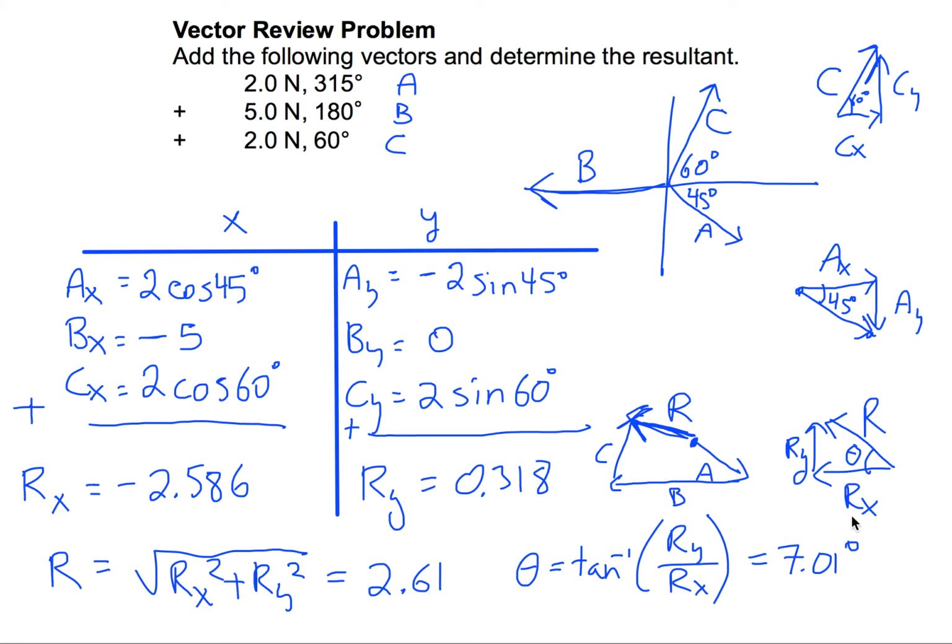Now in class, I said that the answer was 173 degrees. That's simply because the 7 degrees is not the standard way to define angles. A lot of times, especially in WebAssign, it's going to say what's the angle with respect to the positive x-axis. So it's going to be asking for this angle here, from here to here, which is 180 minus 7, which gives us 173 degrees.